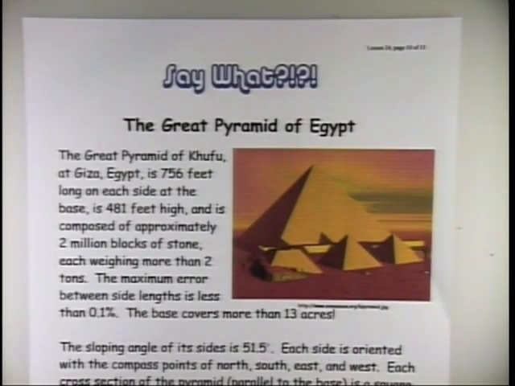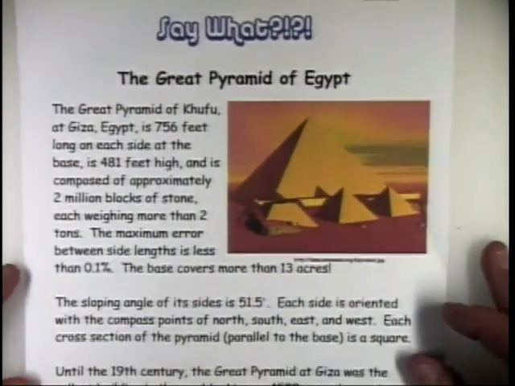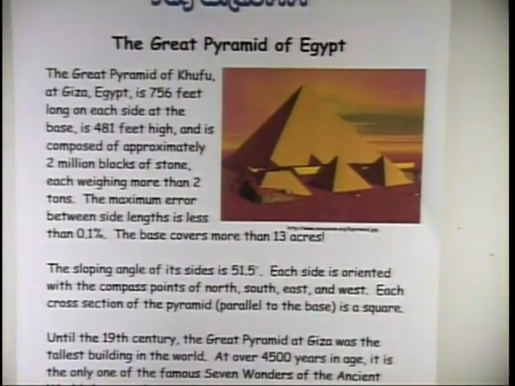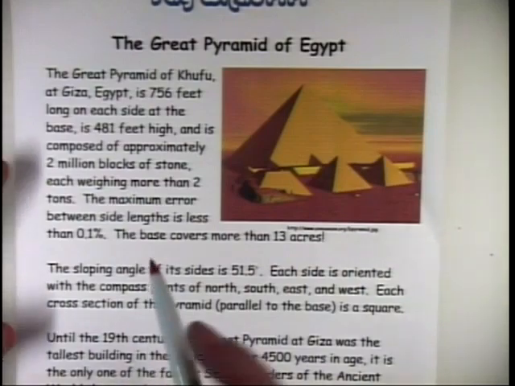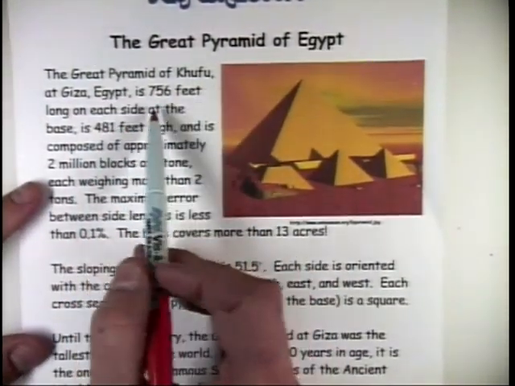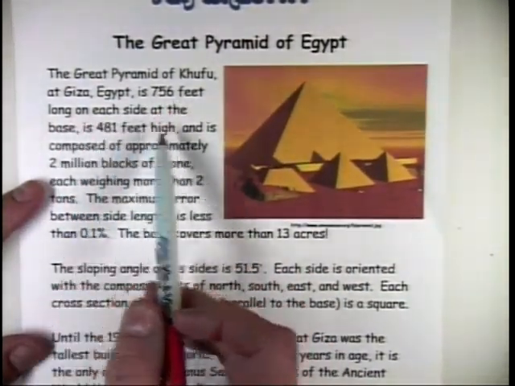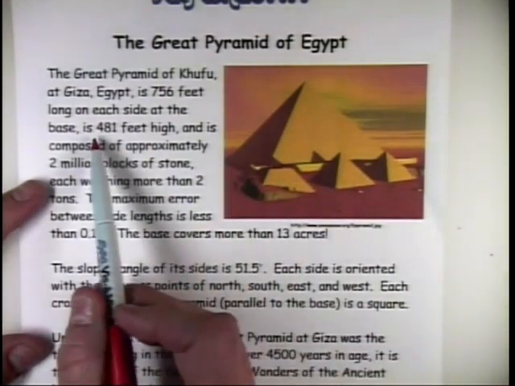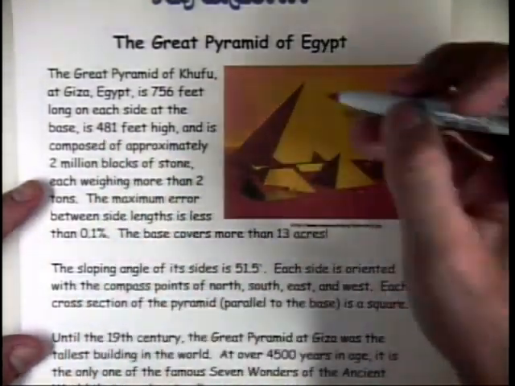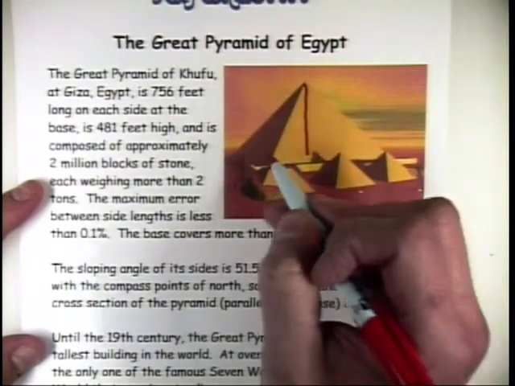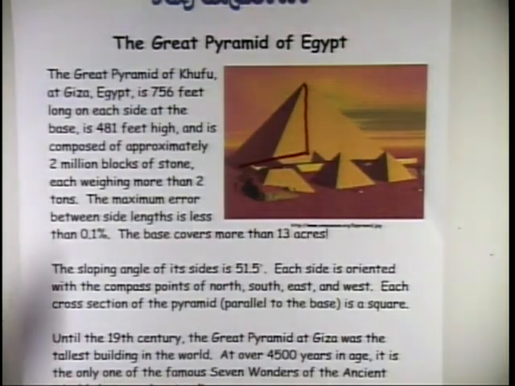All right, we're going to be talking about pyramids. Now, you've probably studied Egypt, and you know that there they have some amazing pyramids. We're going to be talking about the Great Pyramid of Khufu. So it is in Giza, Egypt. It's 756 feet long on each side at the base, which is the square base, and it's 481 feet high. Now, that's amazing that they were able to calculate that because it's not a directly measurable quantity. We can find it using geometry.